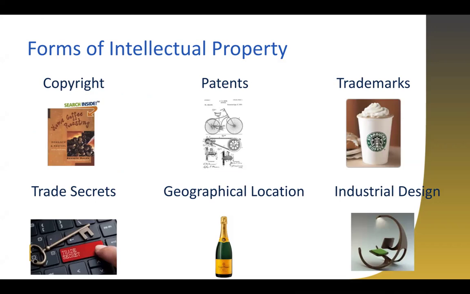So let's start with the forms of intellectual property. So there are several different forms. Copyright is the one that we're talking about today. You are all familiar with patents. You heard about patents, but they are covered under different rules, different laws. This is something different from the copyright.